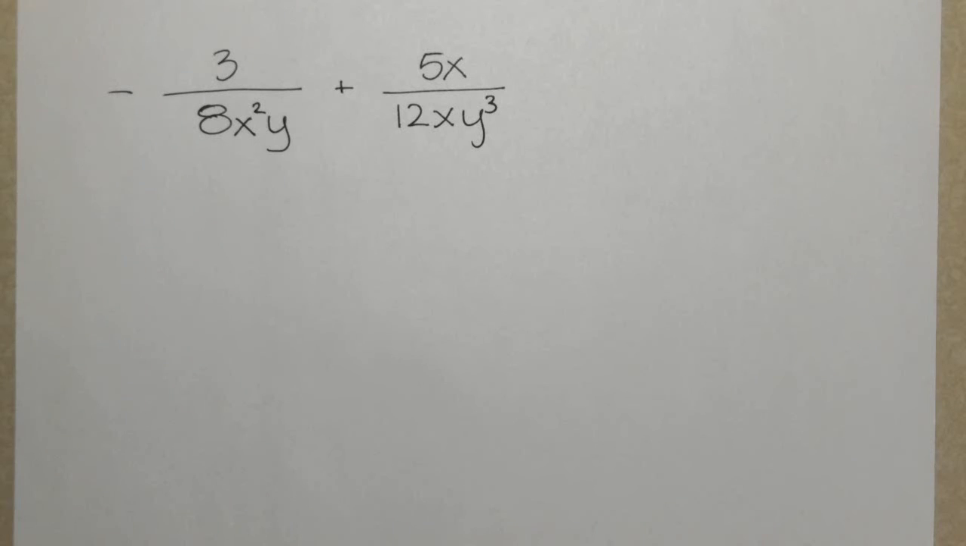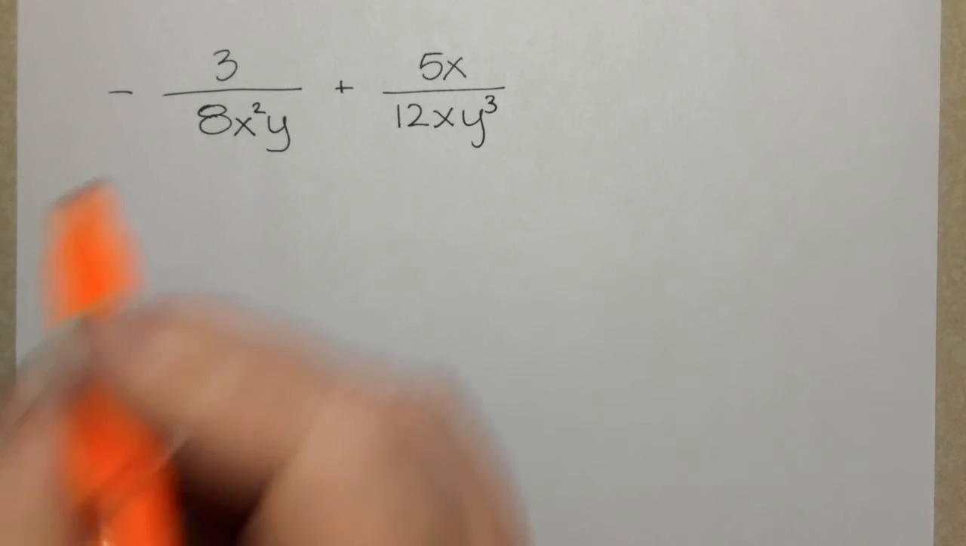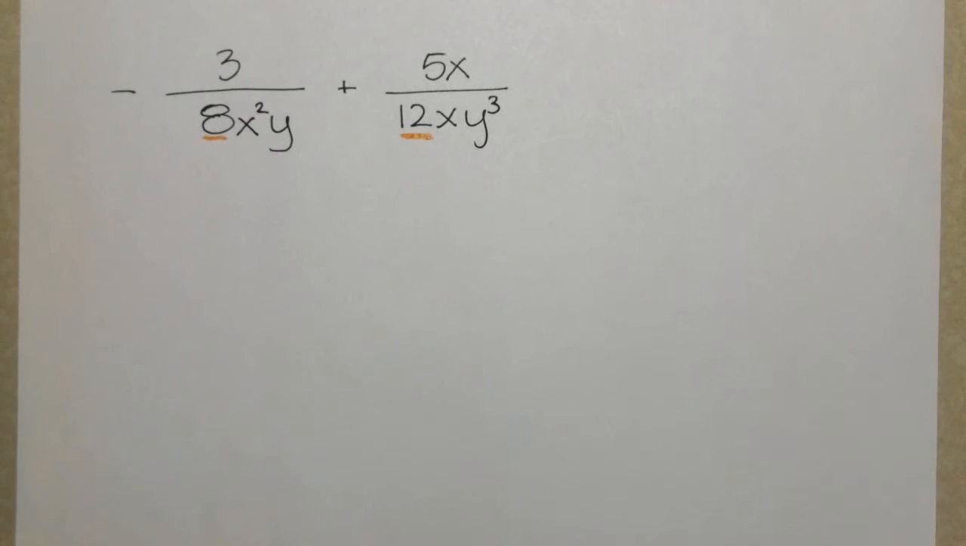Simplifying rational expressions. I'm going to start by looking at the denominator because we're adding or subtracting. I need to find a common denominator. So 8 and 12, what is the smallest number that 8 and 12 go into? I'm going to start with the smallest number.